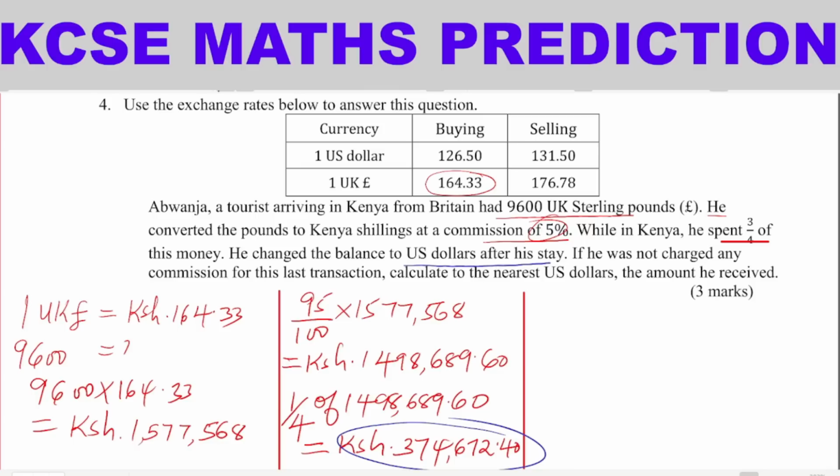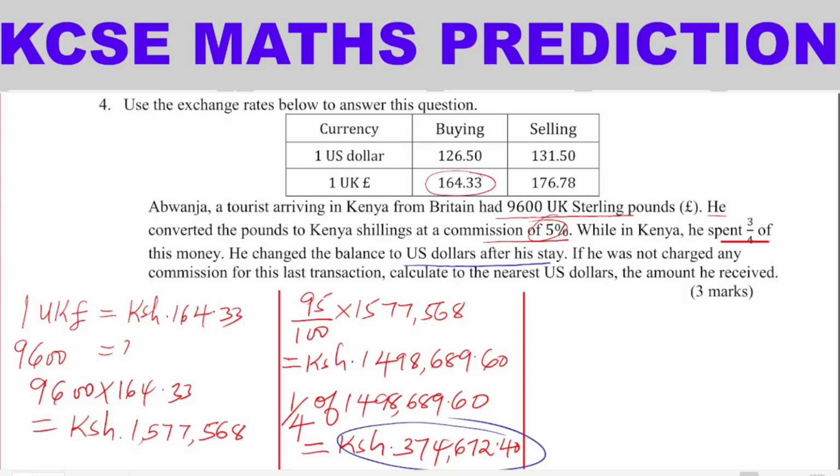So we change this amount to US dollars. So look at the US dollar. It buys at 126 and 50 cents, sells at 131 and 50 cents. So which column are we supposed to use? Anytime you're converting the foreign money to Kenyan money, you're going to use the buy, and when converting Kenyan money to foreign money, you're going to use the sell.